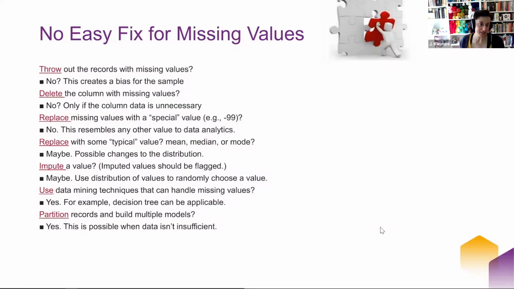What about using data mining techniques that can handle missing values? This is a good option depending on the volume of your data and your research question and the type of data. And also you can partition your records and build multiple models, so some with, some without. You can try and split the data set up in different ways so that the missing values don't throw off the whole model, and you can look at subsets and see if they agree with each other. This is a good option if you have large data sets. It won't be possible if you have small data sets.